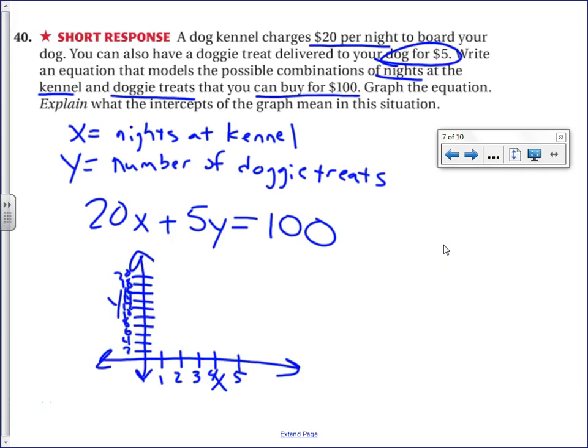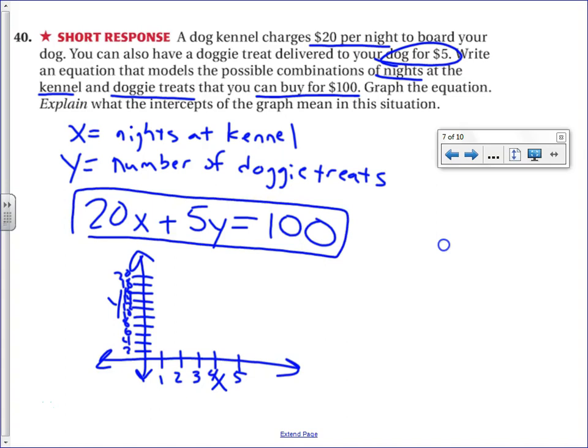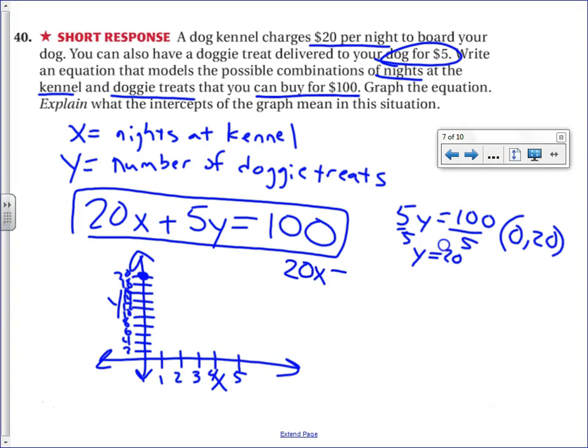Okay, so now since this equation is in standard form, one way to graph that would be to find the intercepts. So if I put 0 in for x and solve for y, that would leave me with 5y equals 100. Divide by 5, y is 20. So that would be the coordinate (0, 20), which means I buy 0 nights at the kennel and get 20 doggy treats. Or I could substitute 0 in for y and solve for x. It would leave me 20x plus 5 times 0 is 0, so that equals 100. Divided by 20, x is 5. It's the coordinate (5, 0). So I could buy 5 nights and no treats for my dog. And the graph would look like this.